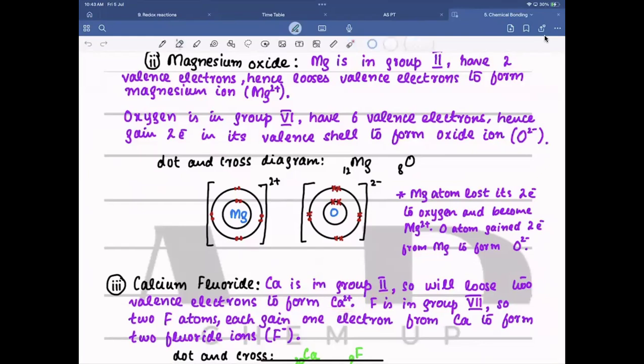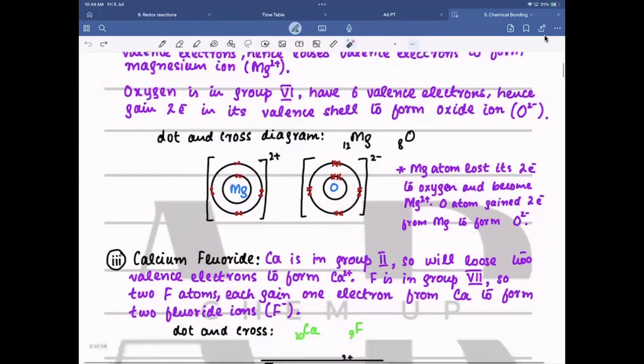And fluorine is in group 7. So 2 fluorine atoms. See how many electrons are lost by calcium. 2 electrons are lost. Okay, and fluorine is in group 7. So how many electrons can a fluorine atom gain? Only 1. So it means with the calcium, 2 fluorine atoms each gain 1 electron to form bonds with calcium. And as a result, 2 fluoride ions are formed and each fluoride ion has a -1 charge. Is this understandable? Yes, sir.